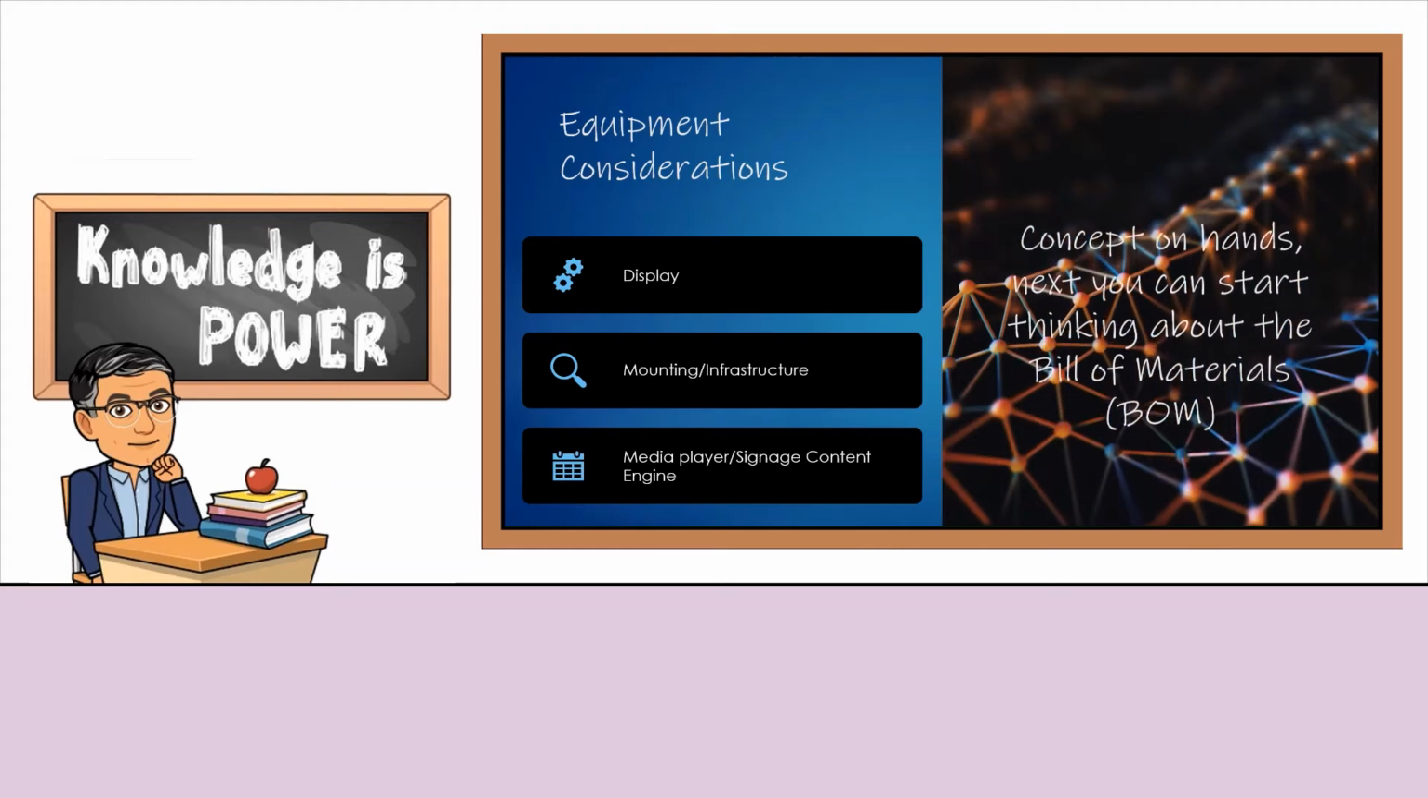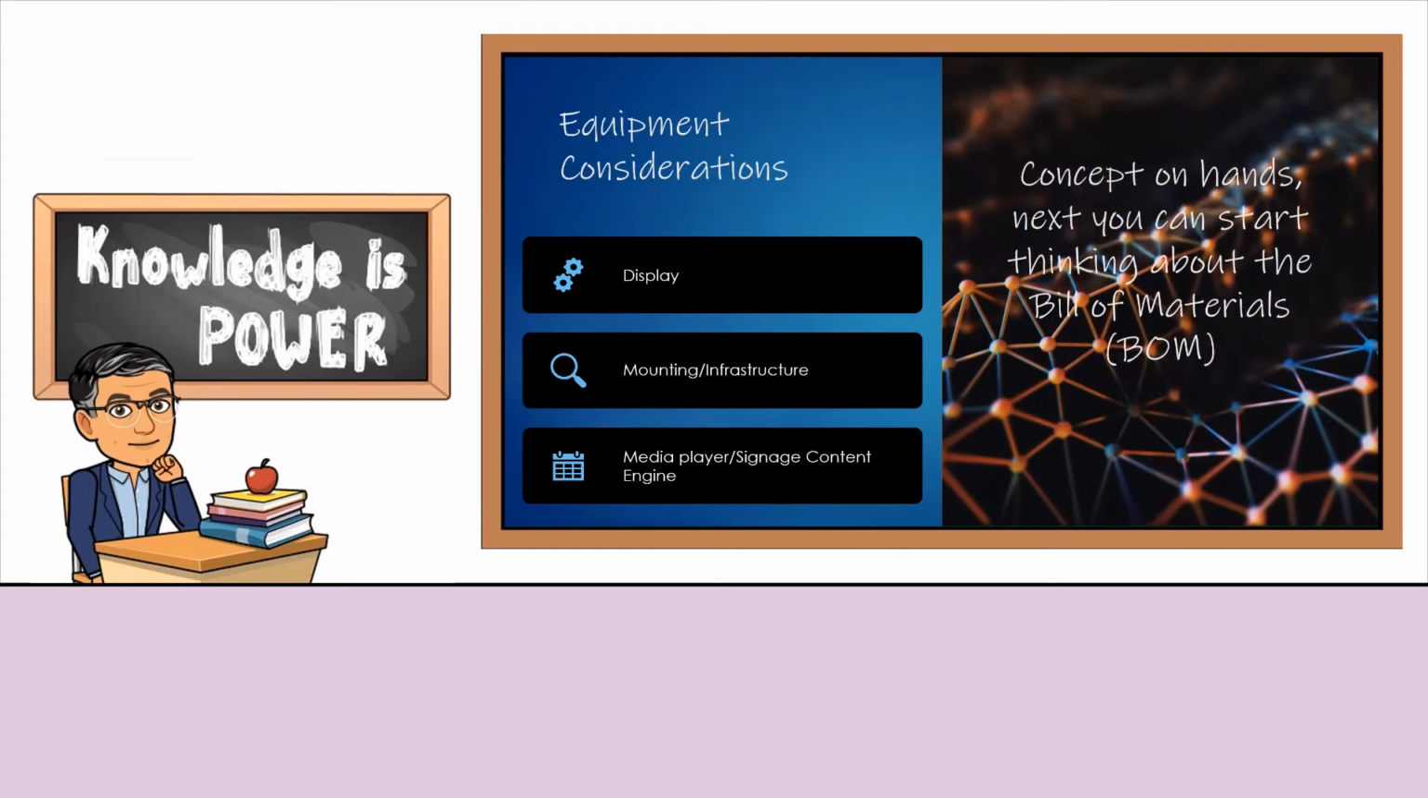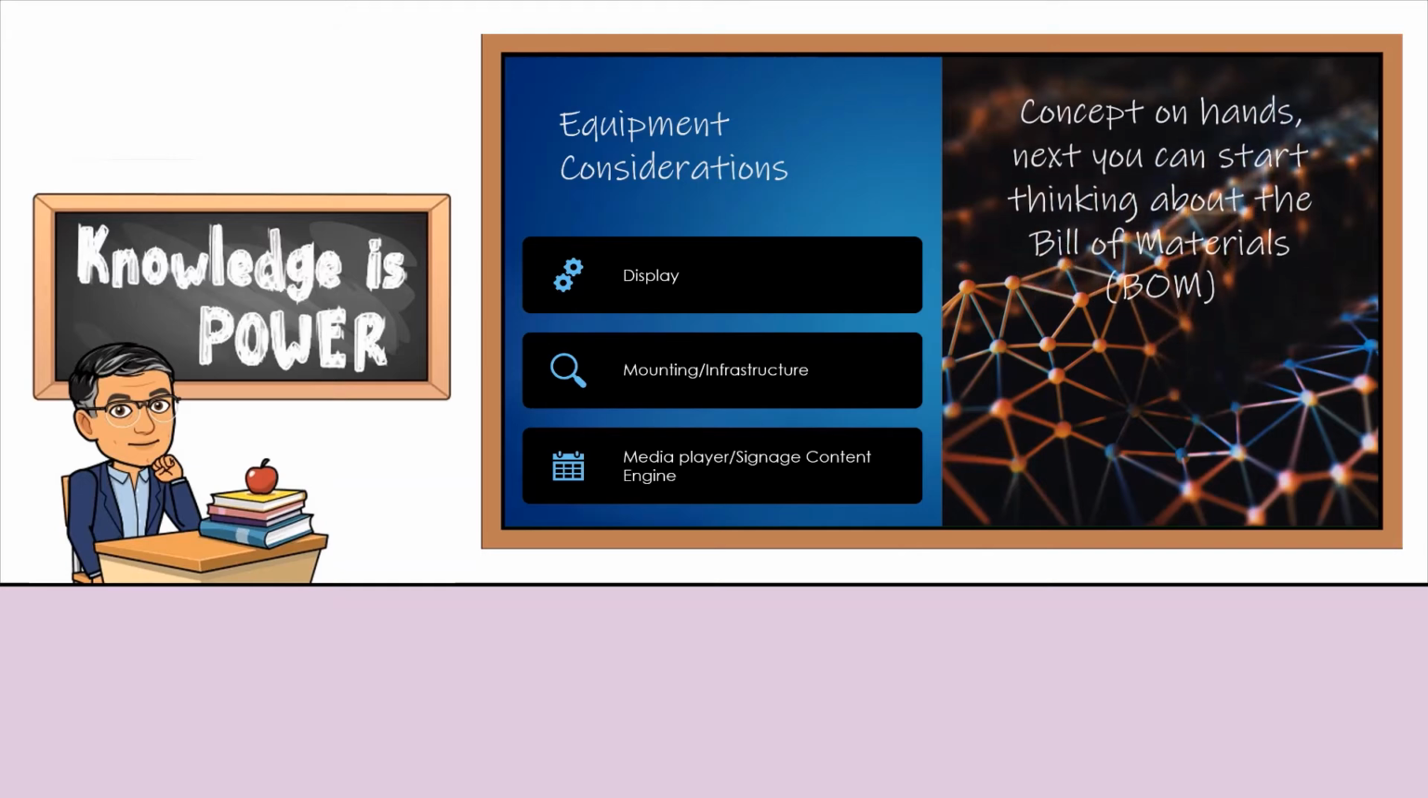Concept on hand. Next, you can start thinking about the bill of materials. Equipment considerations we need to make. Number 1. Display. Number 2. Mounting the display and site infrastructure. Number 3. Media player, the signage content engine.